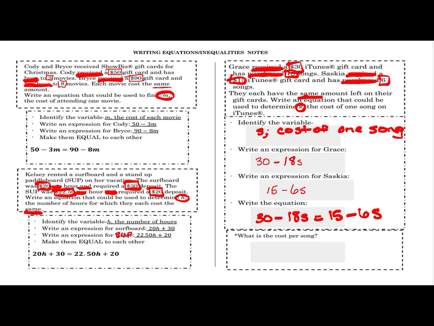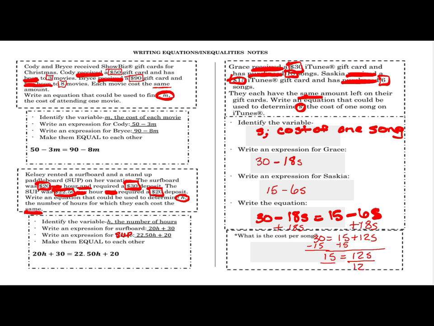And then we could solve it. So when we solve it, remember we want to move our coefficients to one side or our variables to one side, and I like to move the smallest one. It's not always right. So now I got 12S plus 15 equals 30. Then I'm going to move my constant over, and I got 15 equals 12 per song.